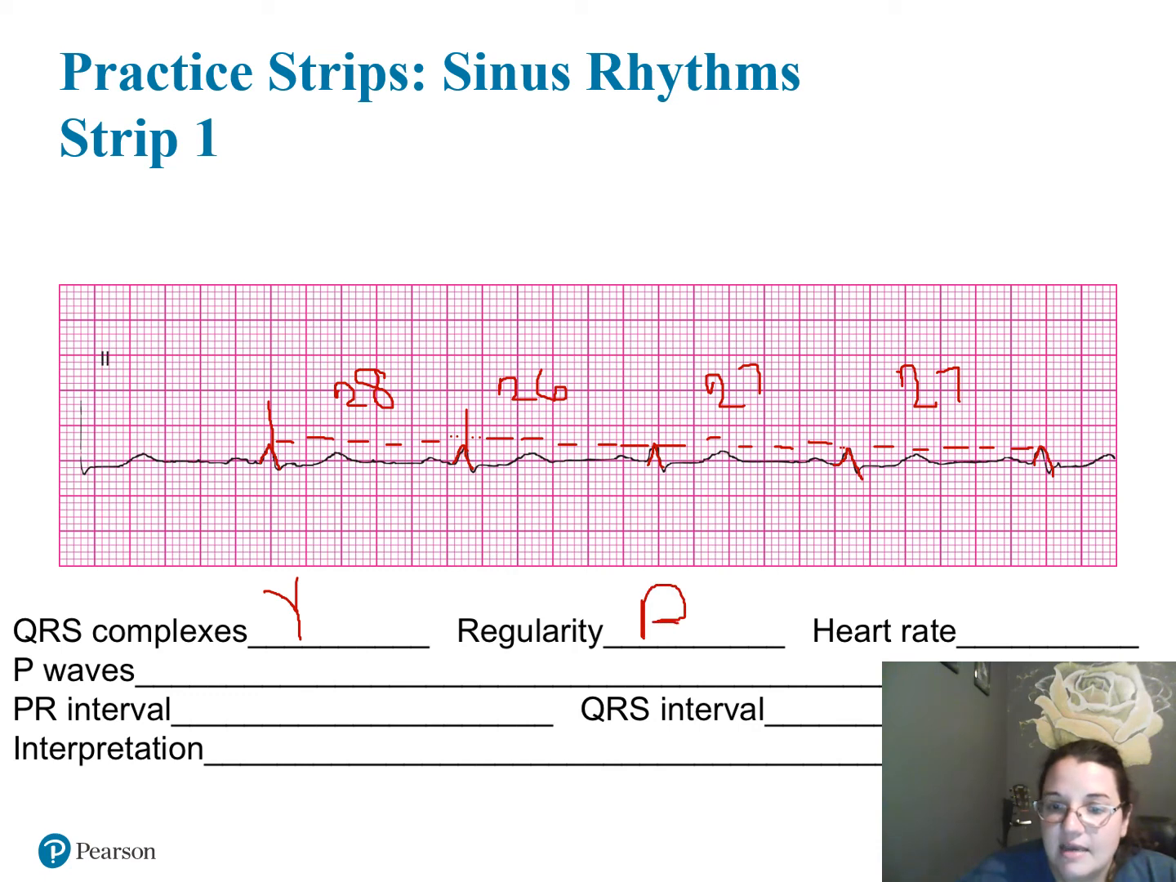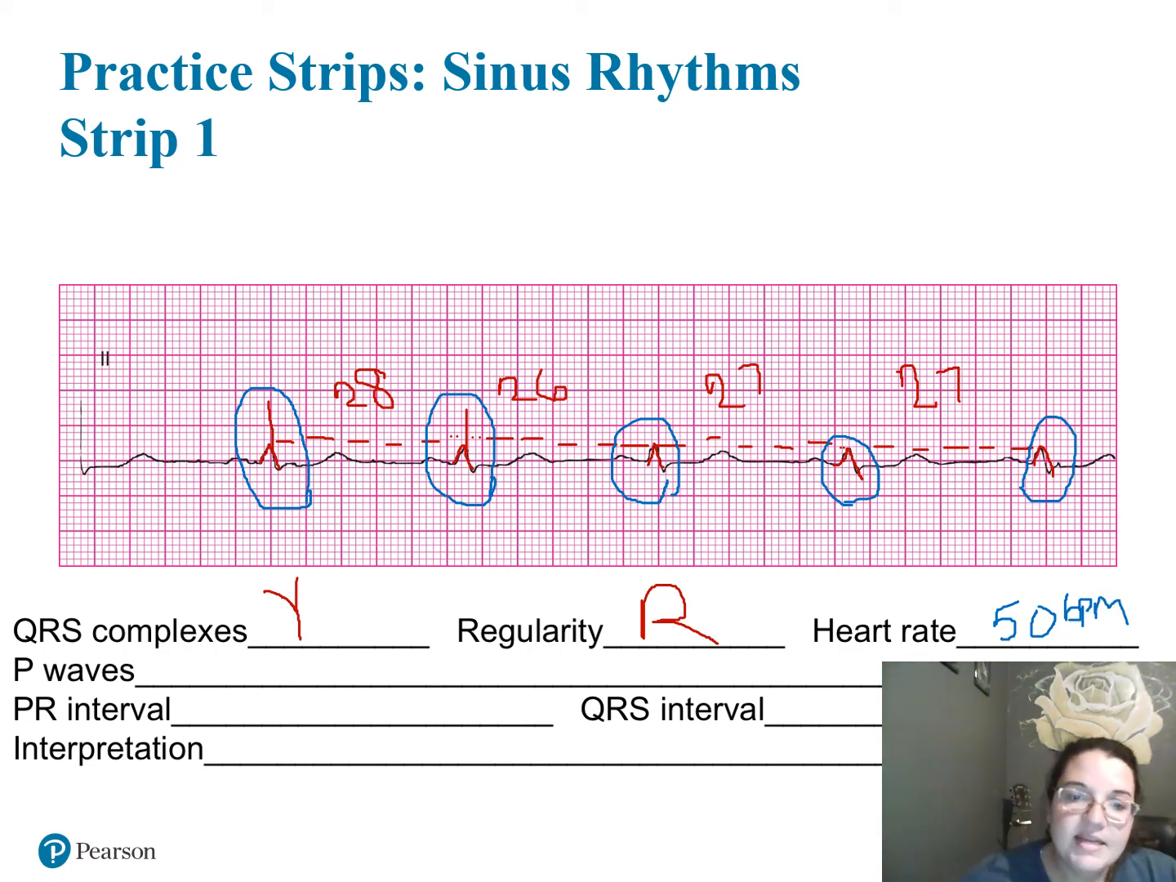that I am regular. For a regular rhythm, how do I calculate that heart rate? I'm going to use the 6-second method and multiply my QRSs by 10. 10, 20, 30, 40, and 50. So my heart rate is 50 beats per minute.